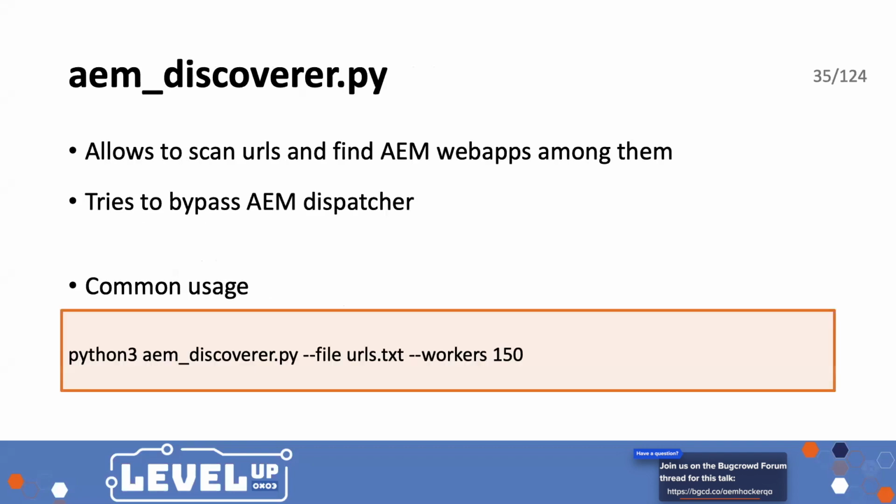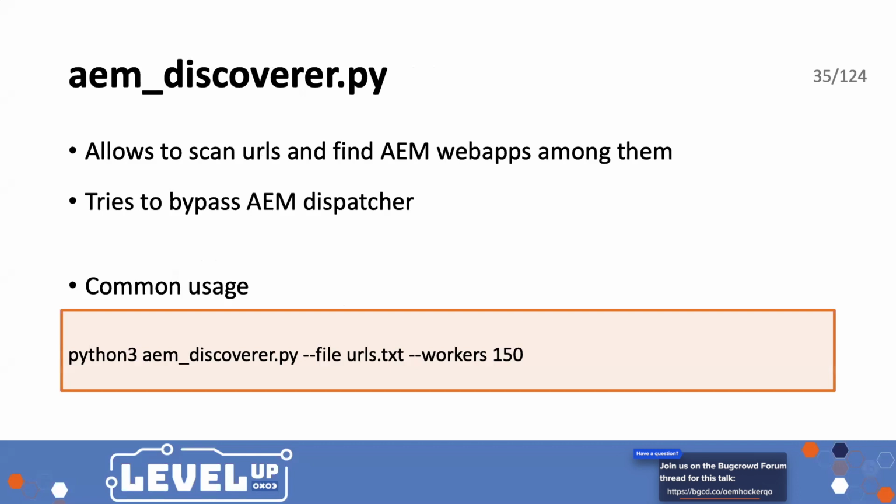The next tool is AEM Discover. It takes a list of URLs and detects AEM web apps among them. The tool implements logic to bypass AEM Dispatcher. A commonly used command line is presented on the slide.